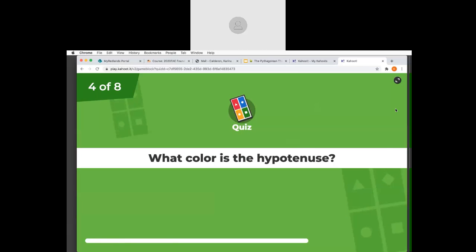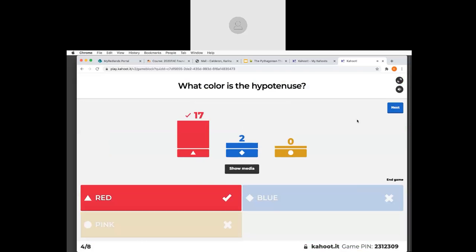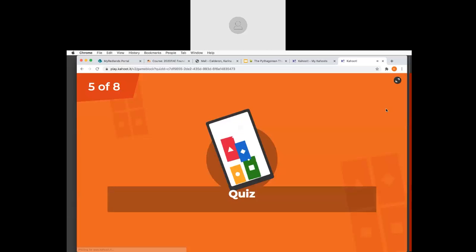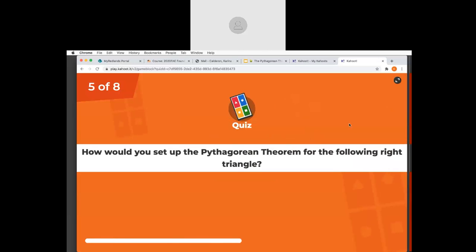All right, what color is the hypotenuse? Pink, blue, or red? Ooh, very good. Yes, it was the red. Remember, it is the longest. It is also the one opposite of the right angle. Awesome, guys. That would have been too hard, Douglas. You guys would have been too confused.